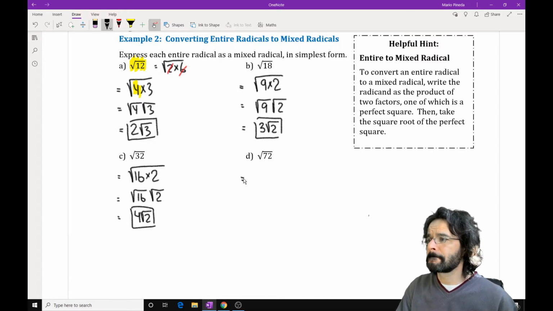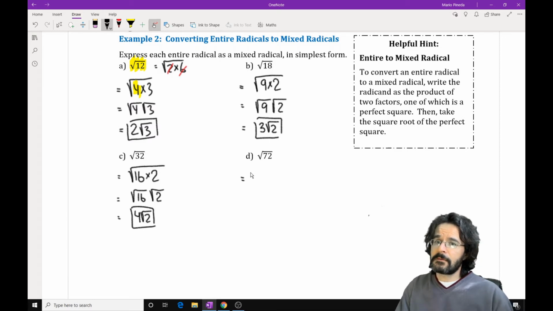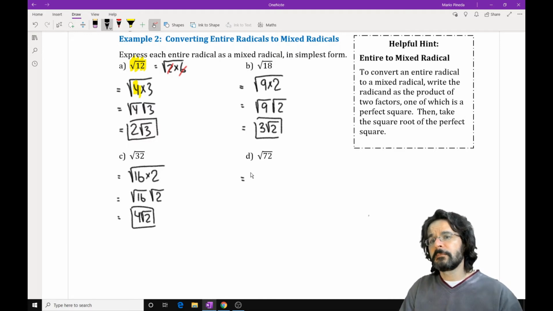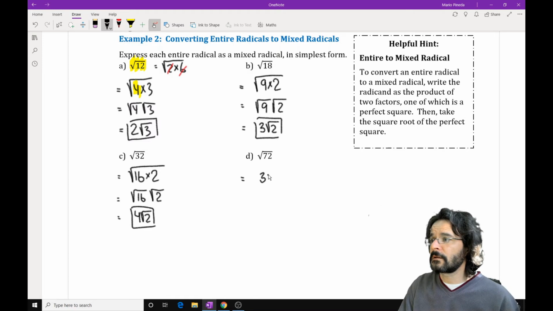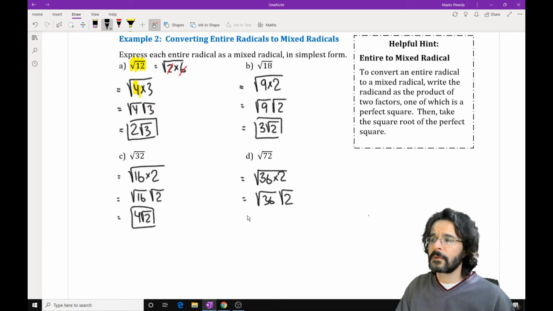In D, now this is a bit of a larger number, and there are actually several perfect square factors here that we could factor out. Remember how I mentioned in example A that we want to factor out the largest possible perfect square. Okay, in this case that's 36. So 36 times 2 is 72, and 36 is a perfect square. And we can split this into two radicals. So square root of 36 times square root of 2. Square root of 36 is 6 times square root of 2.